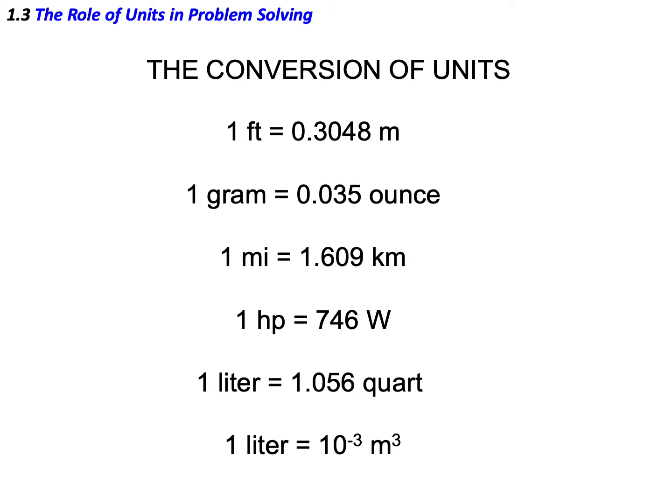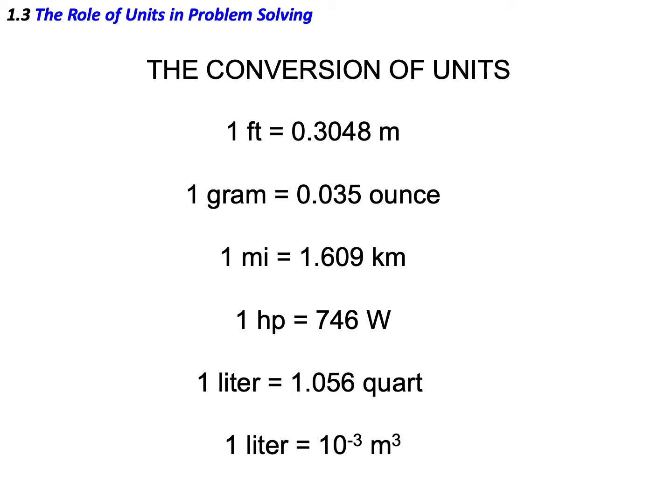Conversion of units. As I mentioned earlier, there are two systems we basically use, the US customary system and SI units. If I give you one set of units, and if you know these conversions, you can convert one set of units to another set of units. These conversions are really useful. So 1 foot is equal to 0.3048 meters. 1 gram is equal to 0.035 ounce.